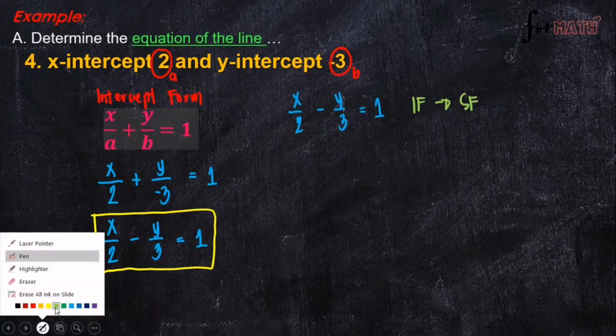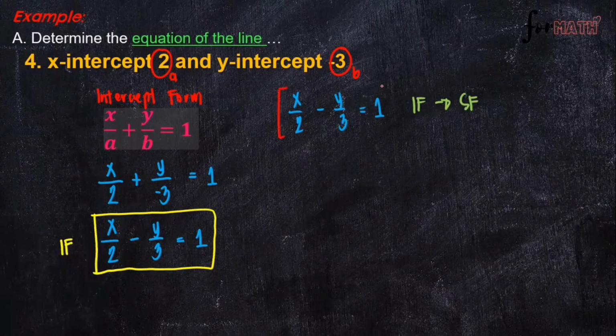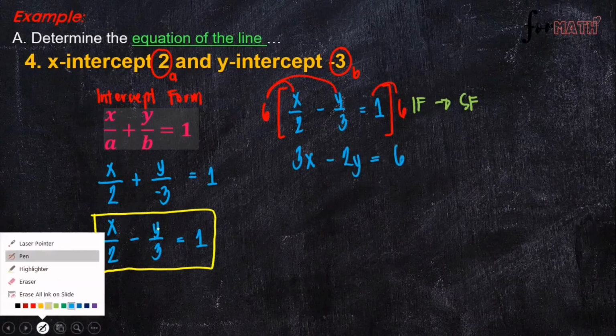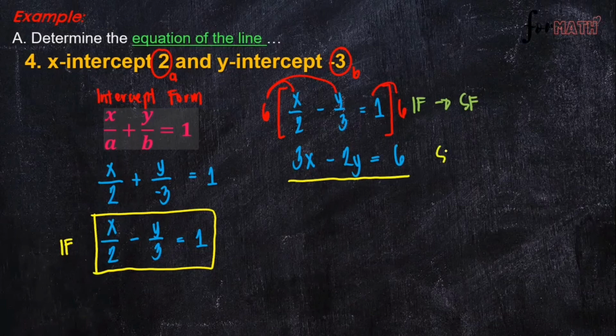So, ang gagawin yan ay multiply lang po natin both sides by the LCD. So, ang LCD nito, 2 and 3, so we have 6. So, multiply natin both sides by 6. Ayan. So, kumbaga 6 times this one, ito at ito. Okay? So, meron na tayong 6 divided by 2 times x. So, meron kang 3x. And then 6 divided by 3 is 2 times y. We have negative 2y. And equals 6. So, eto na ang ating SF.